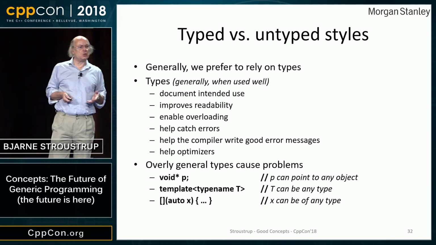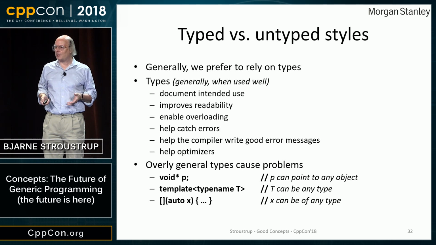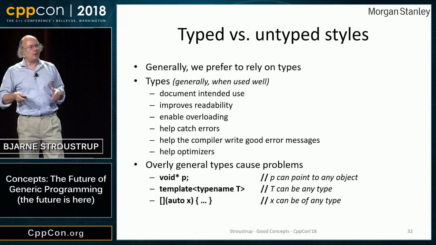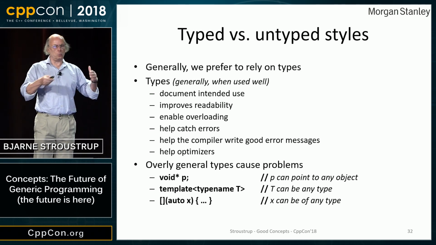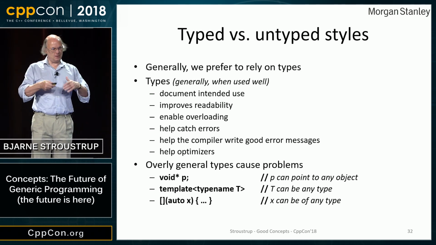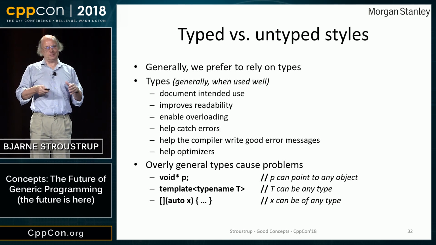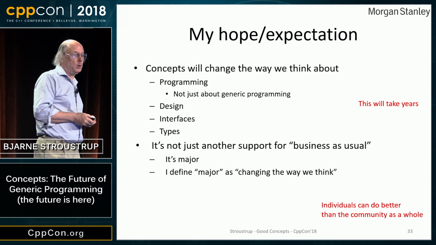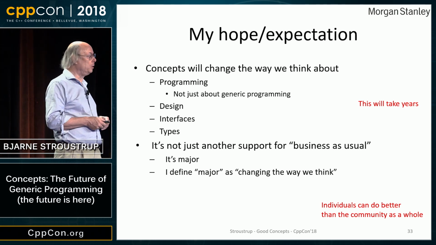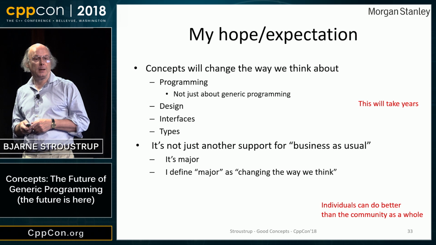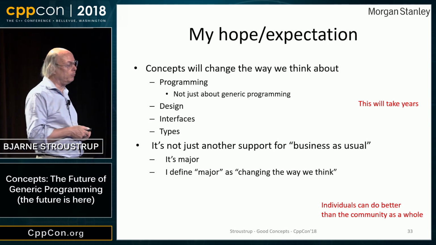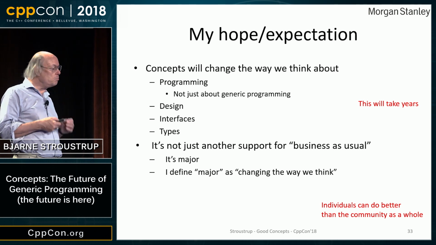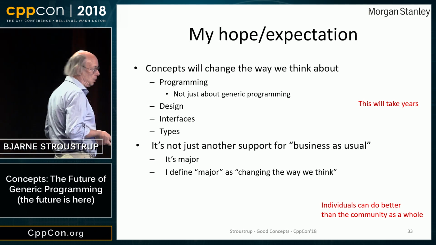But we really need to get away from this fairly primitive thinking that we take a type and we do something with it, and we try and write code that doesn't work if you get something that is slightly wrong. Anyway, it gets complicated. So concepts will change the way we think about it. It's not just a hope. It's what I have observed again and again with people who have learned this kind of stuff. And this is not just support for business as usual. This is major. It changes the way we think.